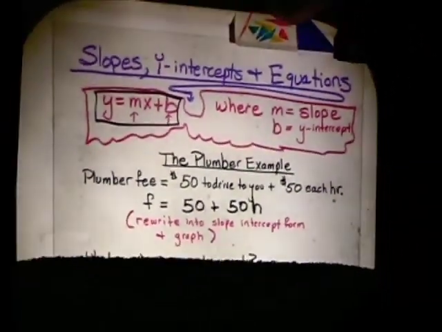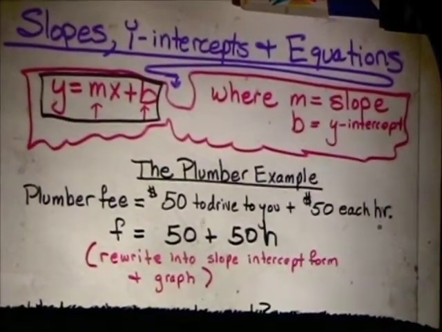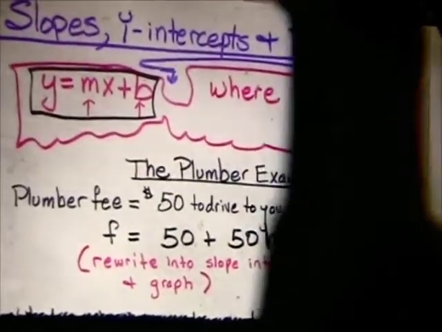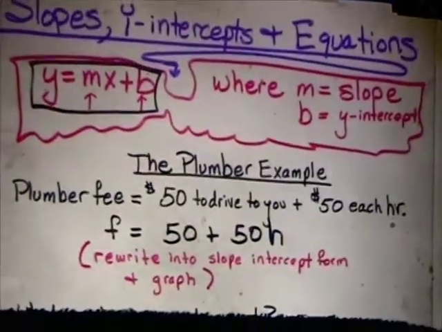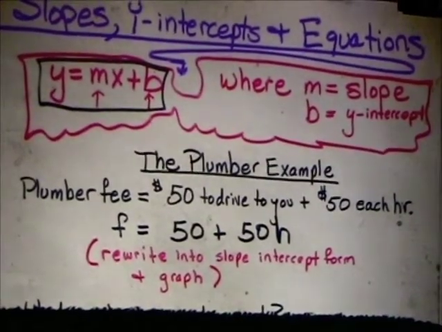Plumber fee, $50 to drive to your house, plus $50 each hour that he or she is there working. Alright, little equation to describe this. Fee is equal to 50 plus 50 times the number of hours of work.